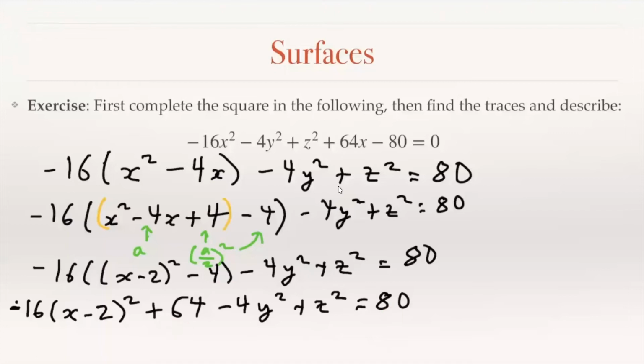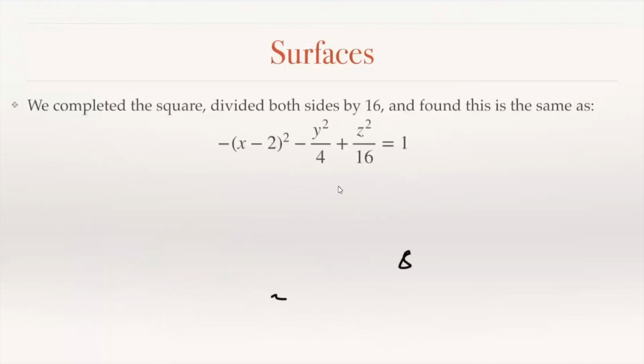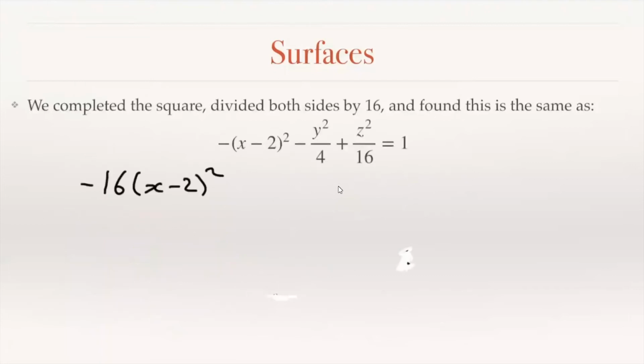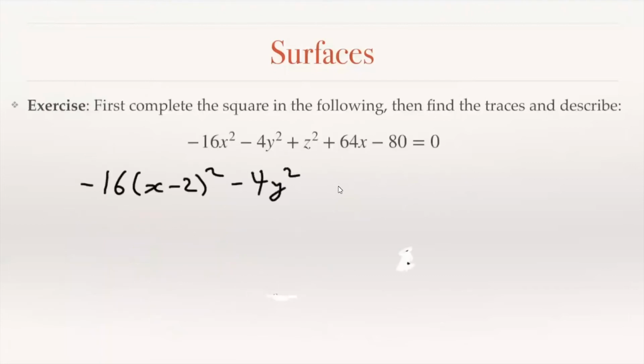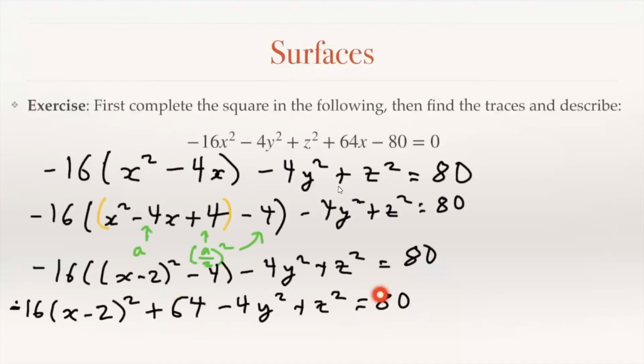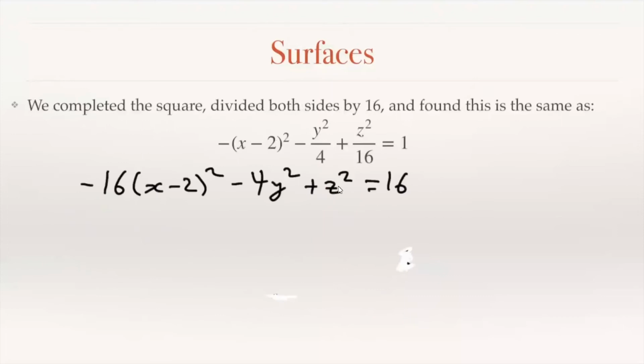80 minus 64 is 16. So we have -16(x - 2)² - 4y² + z² equals 16, as we are subtracting 64 from both sides. And finally, to get it into a standard form, let's divide both sides by 16.